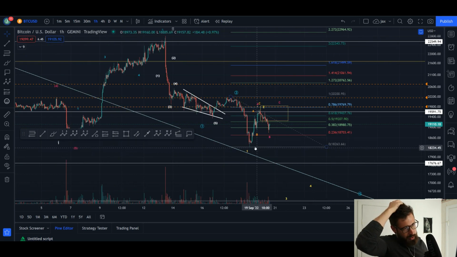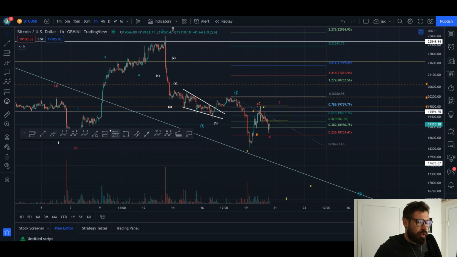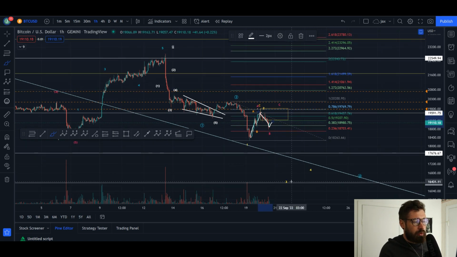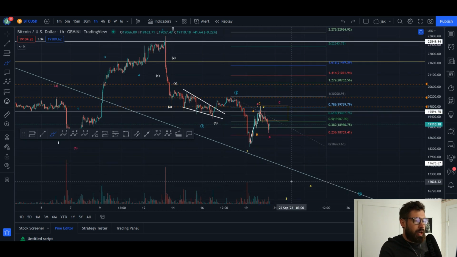The first one is an ABC correction labeled here in orange. Let me grab my brush. We've come up in an A, this was a wave B pullback, and we've already put in our wave C, and now we're starting to come down. This could possibly be a wave 1. We're pulling back in a wave 2, starting to come down in the wave 3. That will take you down to about 16.4K.